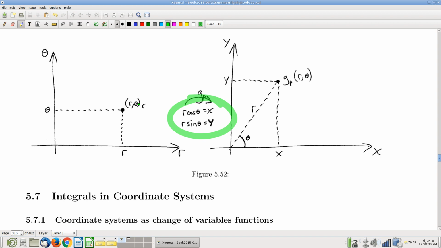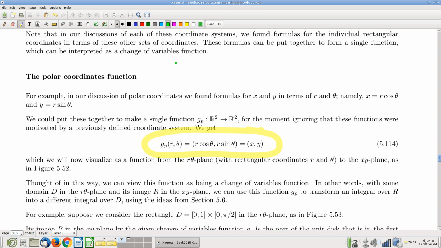And the odd suggestion is to reinterpret them not as an algebraic tool for conversion between coordinates, but to think of them together as being a change of variables function. Right? Just like in the change of variables method that we talked about last time. And I guess you could do this, right? I mean, there are two input variables, r and theta, and there are two output variables, x and y. And so it fits the form, and you could do this.